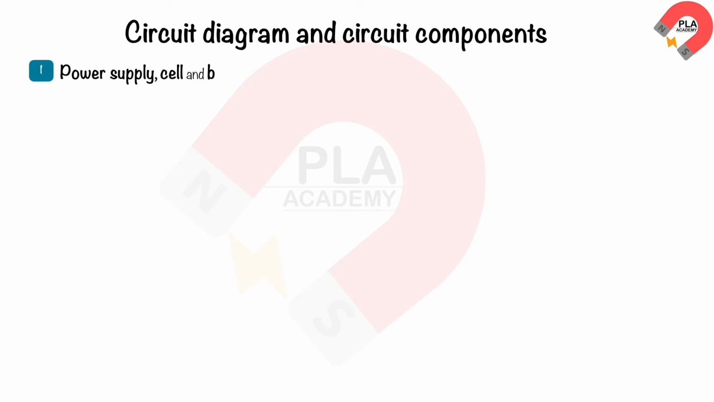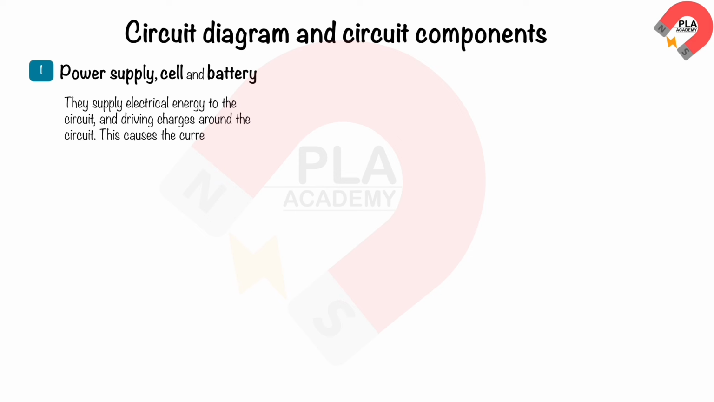Power supply, cell and battery. They supply electrical energy to the circuit and drive charges around the circuit. This causes the current. This is the symbol of a dry cell, which gives a directed current. The longer side is positive. The shorter side is negative.